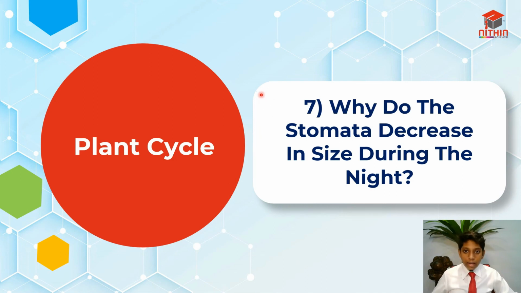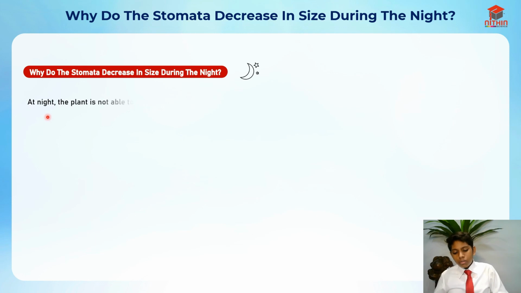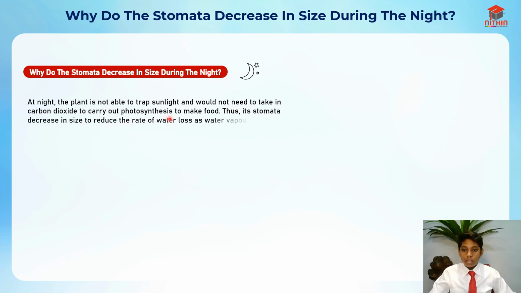Okay, so this is the last segment of this video, and I'm going to go through why the stomata decrease in size during the night time. Okay, so why does the stomata decrease in size during the night time? So at night, the plant is not able to trap sunlight, okay, and would not need to take in carbon dioxide to carry out photosynthesis to make food. Thus, its stomata decreases in size to reduce the rate of water loss as water vapor through the stomata in the process of transpiration. Okay, so this is why it decreases in size.